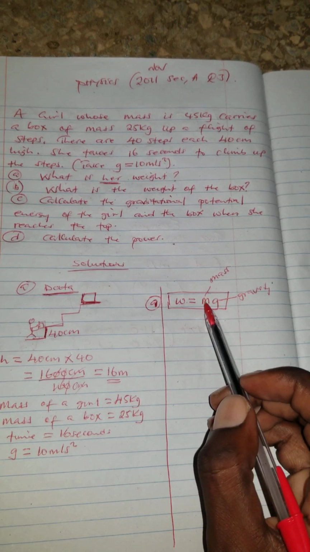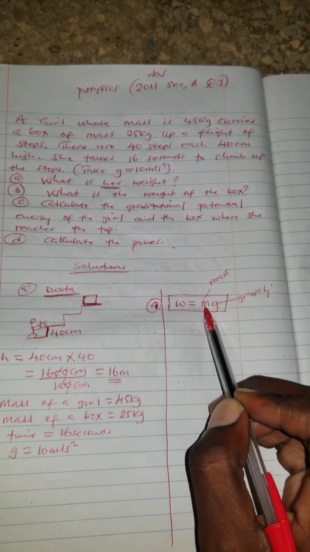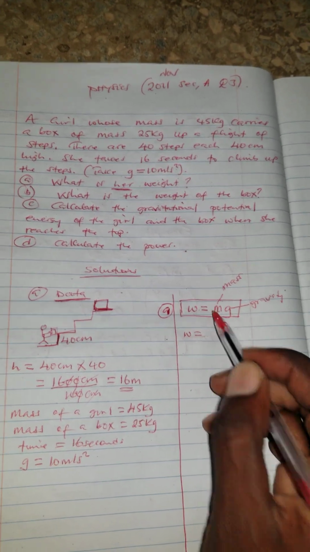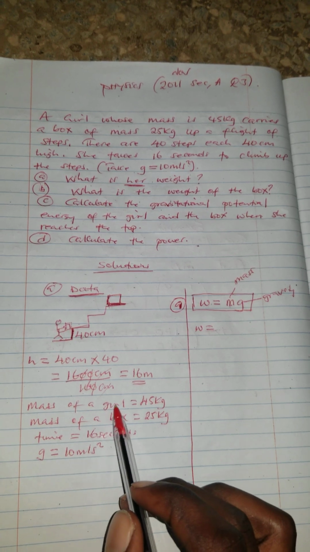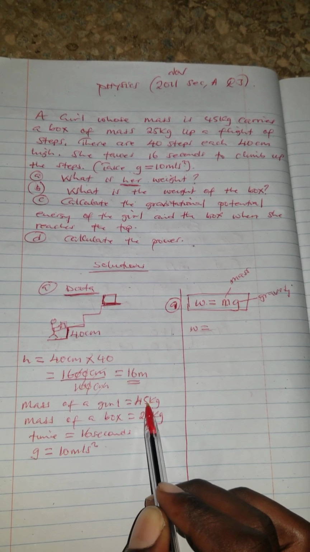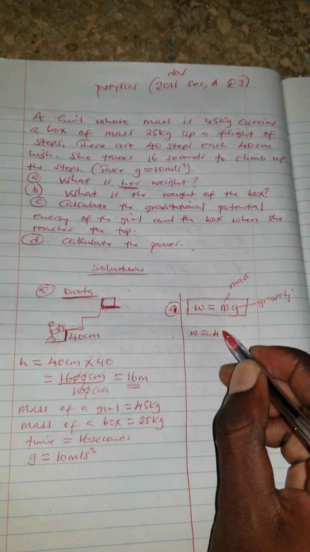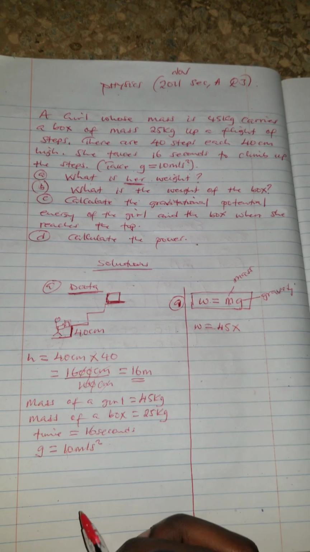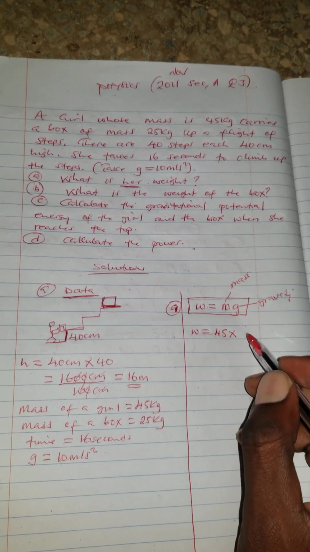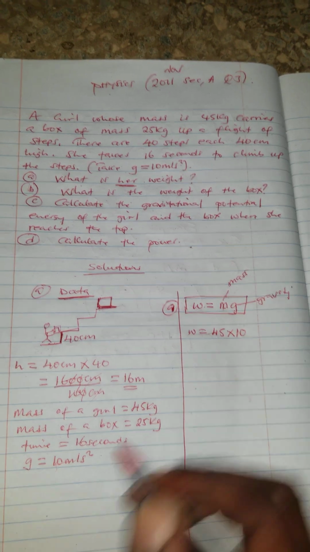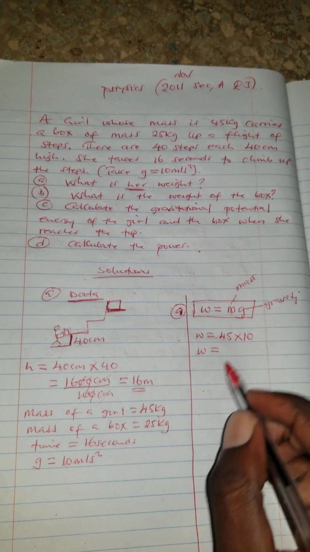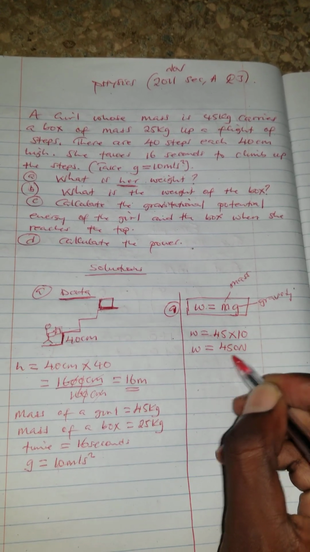So the mass that we are going to use here is the mass of the girl, because we are finding the weight of the girl. We need to understand that the mass of the girl has been given to us as 45 kg. So you say 45 times the acceleration due to gravity. We have been guided that we use 10 meters per second squared. So where G is the acceleration due to gravity, we substitute 10. So the weight of the girl will therefore be 45 times 10, which is 450 newtons. Okay, and then now we go to B.